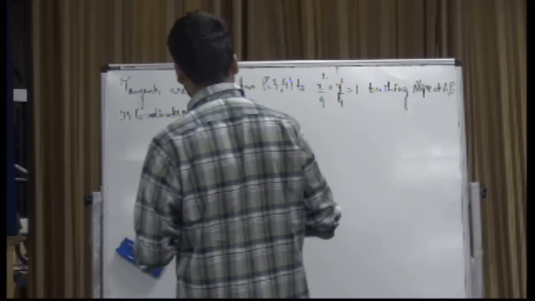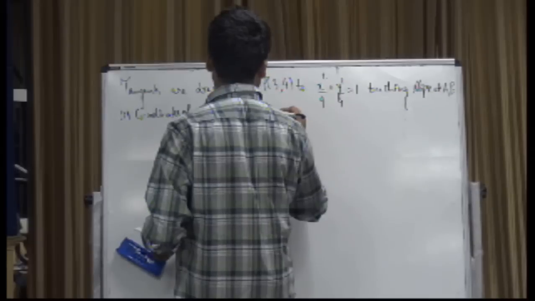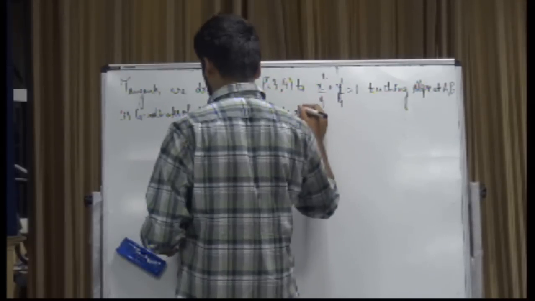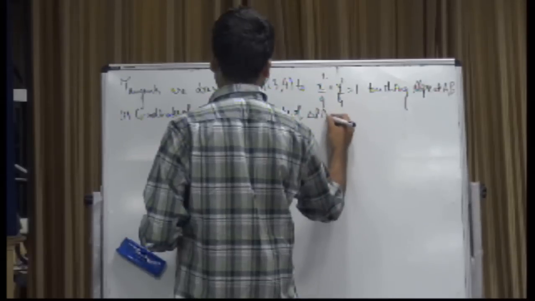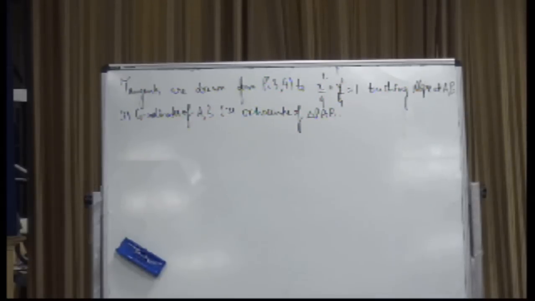The second part is find the orthocenter of triangle PAB. Just try to do these two parts. So this was a comprehension of 3 questions. I've written the 2 questions out of them, 4 marks each.